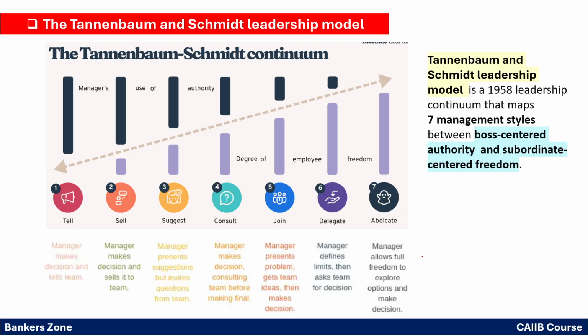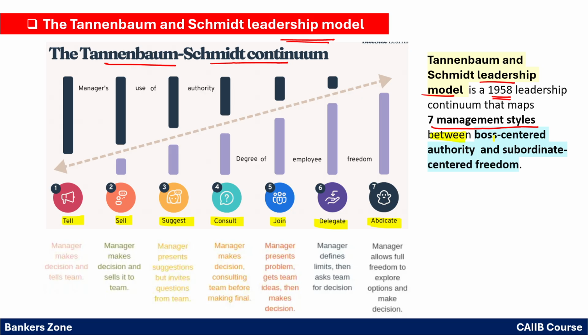Now see one interesting model. This is not part of your syllabus, still I am giving it to you so that you will get clarity. The Tannenbaum and Schmidt model is basically a leadership model, developed in 1958, and it has 7 management styles. What are the 7 management styles? First is tell, second is sell, third is suggest, then consult, join, delegate and abdicate.